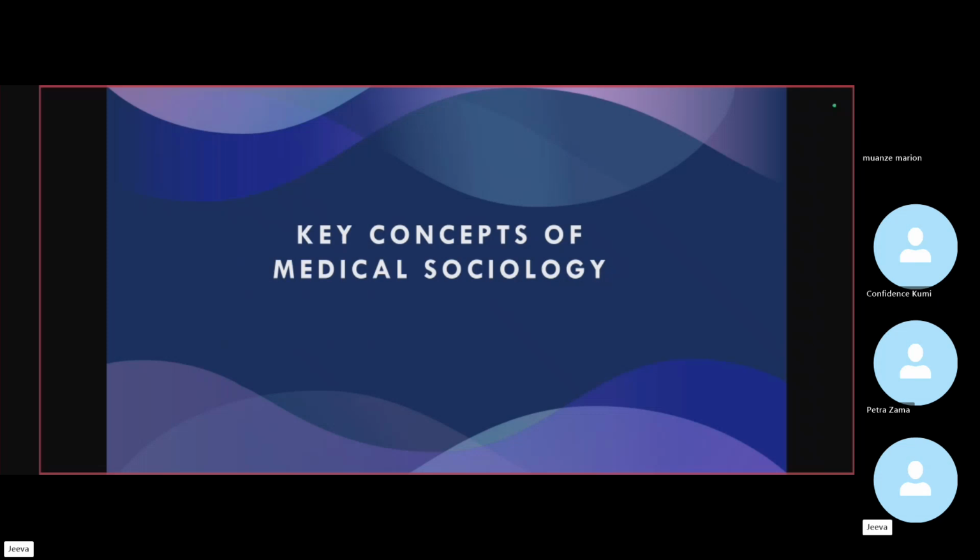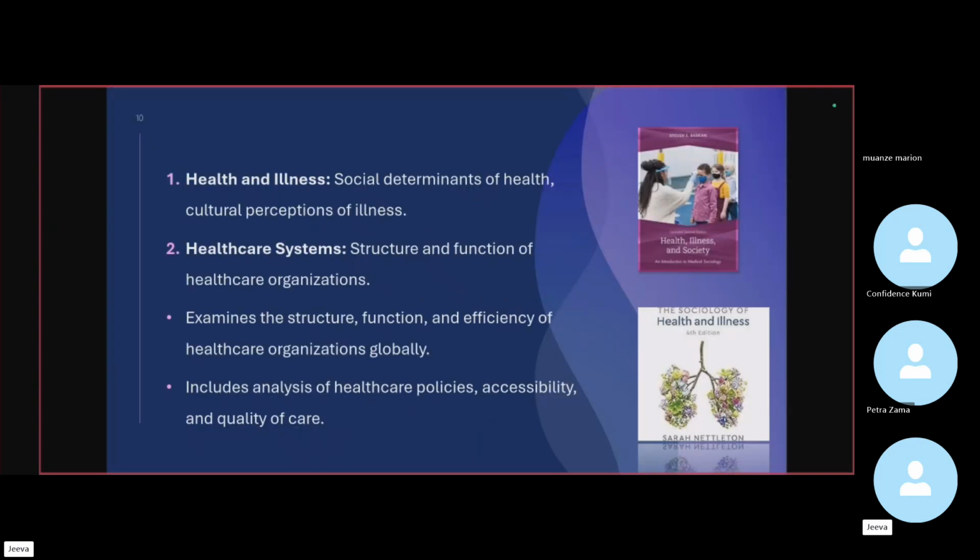Okay, thank you. Now we'll continue with the main key concepts in medical sociology, one by one. As I told you, medical sociology focuses on health and illness. The very first concept of medical sociology is health and illness: the different social determinants of health and the cultural perceptions of illness. So this is the first key concept, the health and illness of the people, that is, people's health and various perceptions of illness.